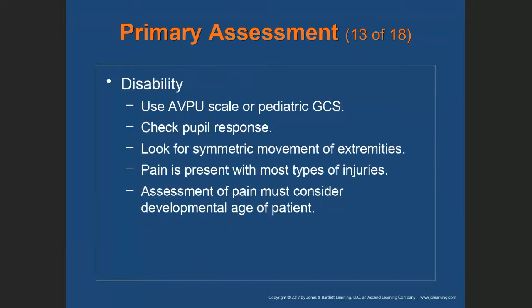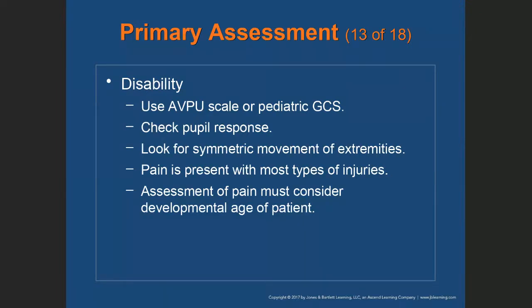Disability, right? So disability, this is where they use the AVPU scale or pediatric GCS, and the GCS is going to be more commonly used at this point because some aspects of the AVPU would have already been completed. So it's really the GCS. And it's the same as I've said previously for your adult. After you have done your ABCs, you should know what your patient's GCS is. So use the AVPU scale or pediatric GCS.